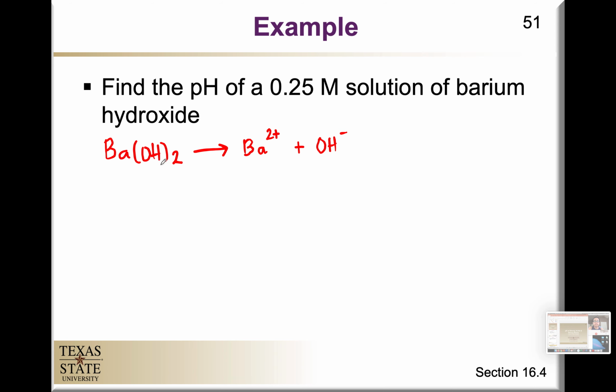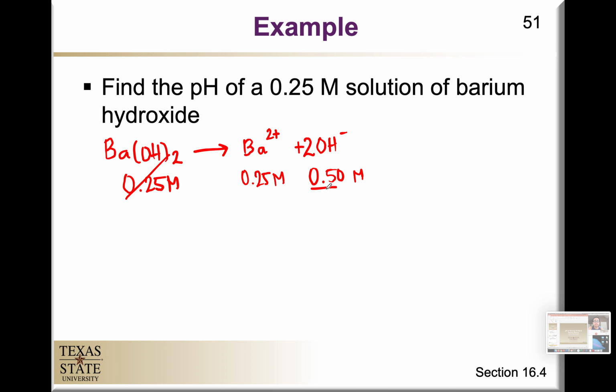But notice that because of the formula, I need to balance this by utilizing a coefficient of 2, which indicates that every one molecule of barium hydroxide provides or separates into 2 hydroxide ions. Since we said that this was a 0.25 molar solution, in reality what we have for the hydroxide ion is a concentration of 0.50 molar, while for the barium we have 0.25 molar, although we don't need that. Remember that in reality you don't have any of the barium hydroxide because all of it has separated.